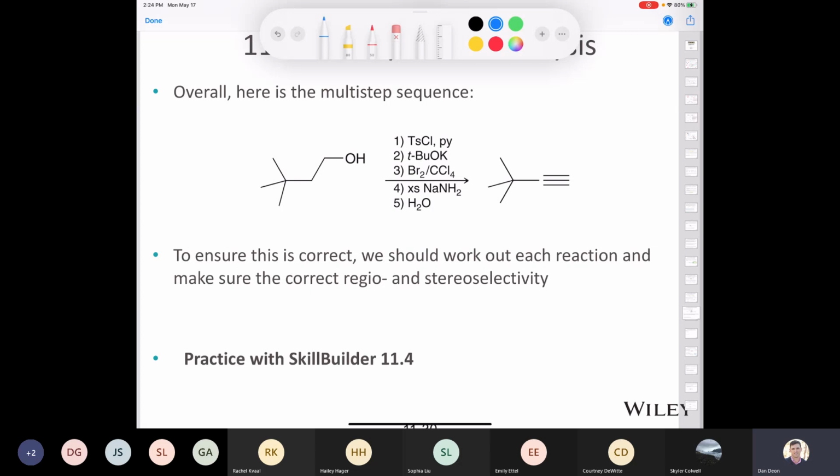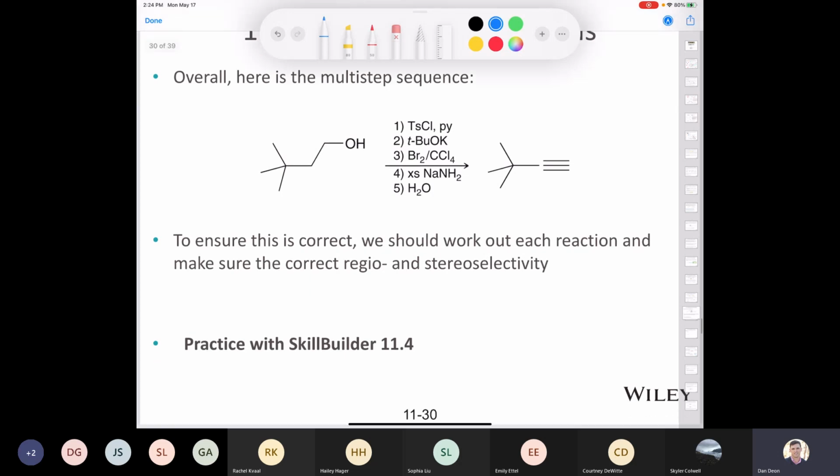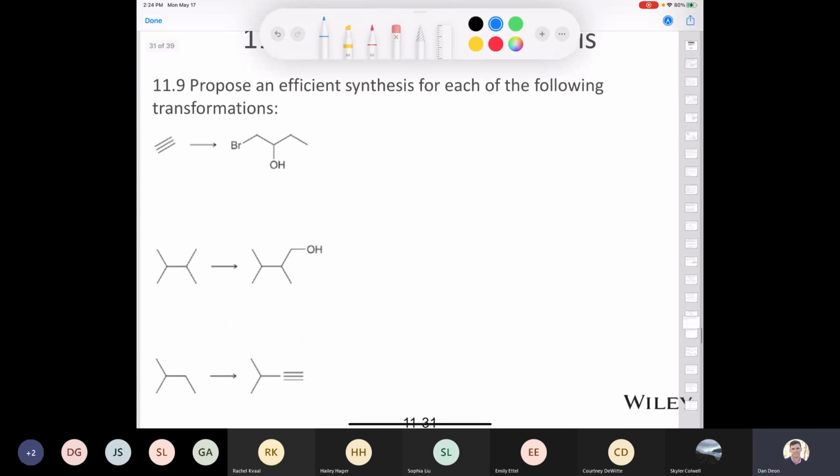To be sure that your answer is correct, look at each reaction going forwards and double check it, and check for stereochemistry and regioselectivity. All right, let's give question 11.9 a shot. I'm going to give you a couple seconds to try these ones, so I'll give you a minute or two.